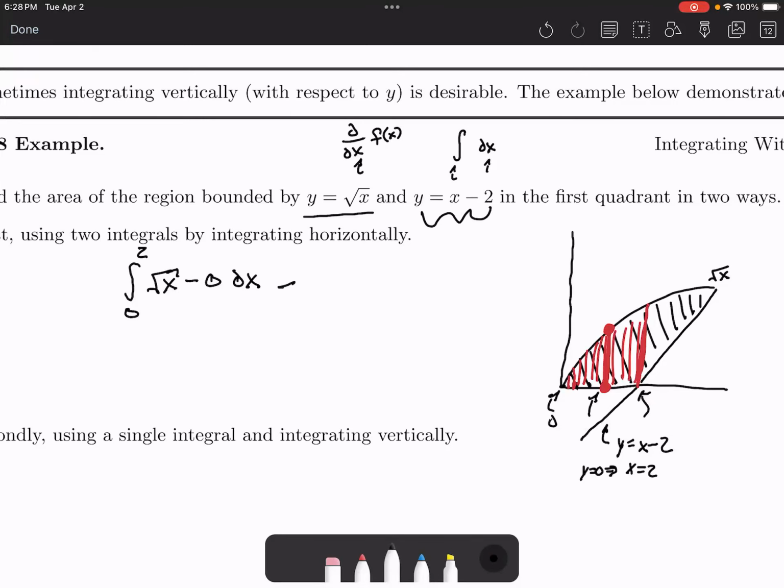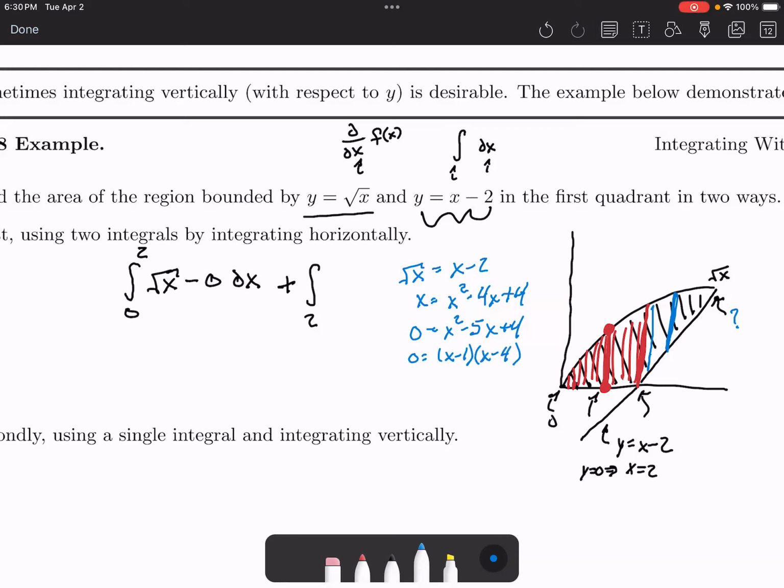And then we also have to add the integral from 2 to this point. Let me switch colors. This will be the blue lines. So let's find this point. This is the intersection of the square root of x function and the line x minus 2. And solving this, we get x is equal to x squared minus 4x plus 4. Oh, sorry, not x squared on that left-hand side, just x. So we have 0 is equal to x squared minus 5x plus 4, which factors as x minus 1, x minus 4. So these two curves are going to cross at 1, which is going to be somewhere right there. That's not where we're interested in. But they also cross when x is equal to 4.